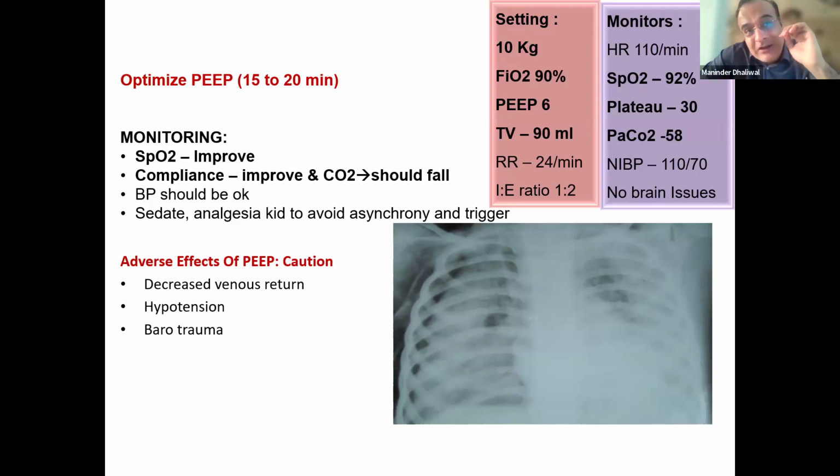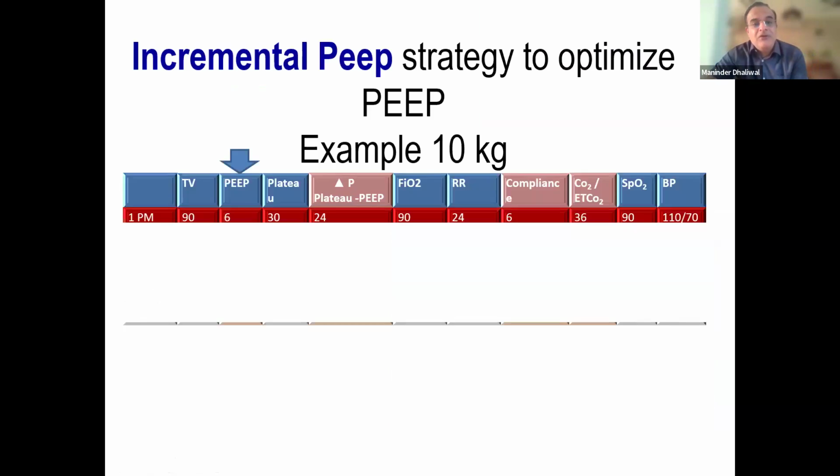So once you're titrating PEEP, it is important that you maintain the blood pressure, because once you're increasing the PEEP, the ventilation will improve. But if the perfusion decreases, then there's no point of improving the ventilation. So that is what we are trying to tell you, that when you're optimizing PEEP, make sure the blood pressure does not fall. And the second thing is, when you increase the PEEP, saturation should definitely improve, but the CO2 should also fall. If the CO2 is not falling, that means we are doing something wrong. So this is just one strategy, how to titrate a PEEP.